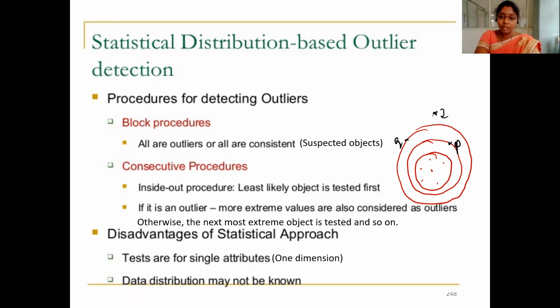So in this method, first we need to identify the least suspected object, the least likely object. Suppose here you have another object, some X. You have a doubt that X is also an outlier. So first you need to identify the least significant object, the one you doubt to be an outlier, and you need to go with the entire procedure to see whether this X is an outlier or not.